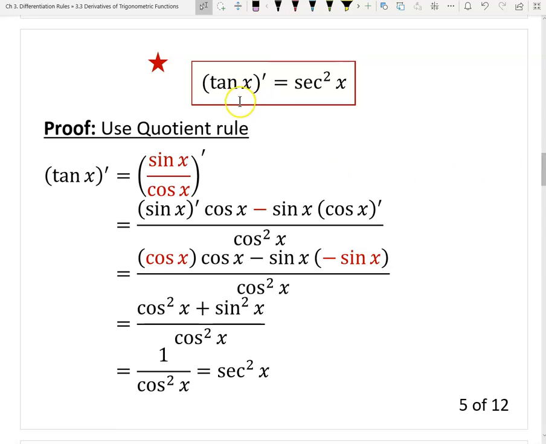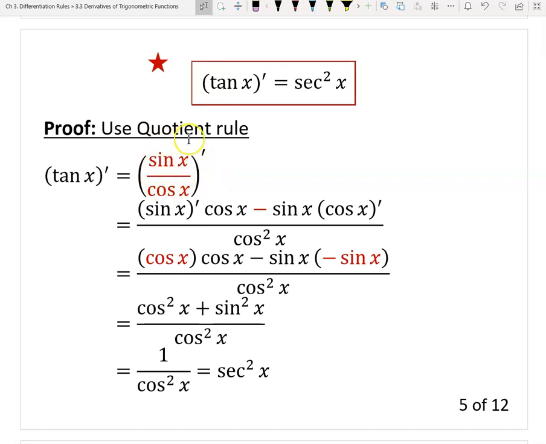What's tangent mean? Okay, if you remember, tangent is sine over cosine. So all we need is just use the quotient rule, as we're going to see. If someone remembers the graph of tangent, of course on the domain it is very smooth, right? So the derivative exists. So here we should find the derivative. The derivative is secant square. Secant square.